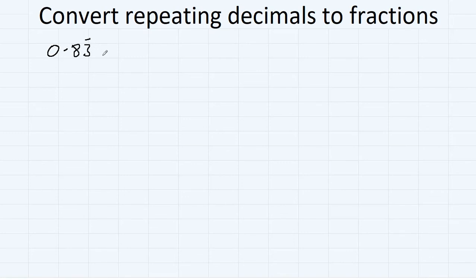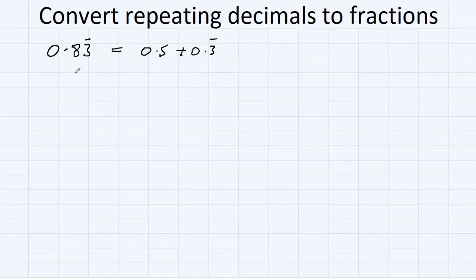0.83 with the 3 recurring. Well, this is slightly trickier because you've got a mixture here. You've got a recurring part and you've got a non-recurring part. So what we're going to do here is break this into 2 parts. So we're going to say that equals 0.5 plus 0.3 recurring.